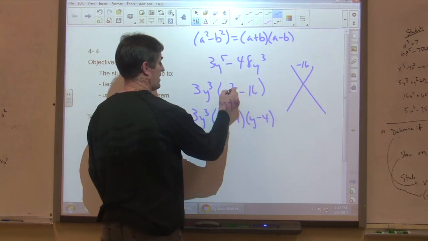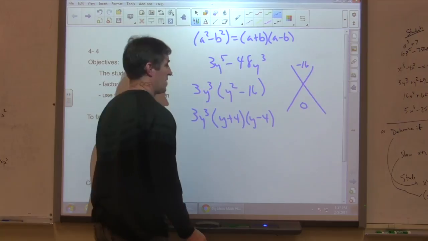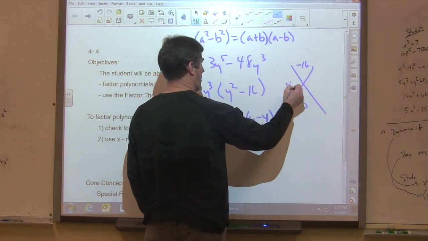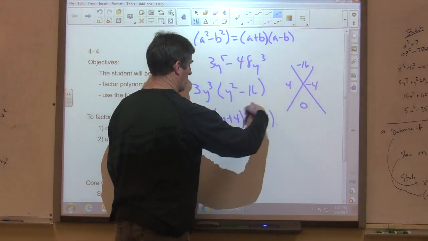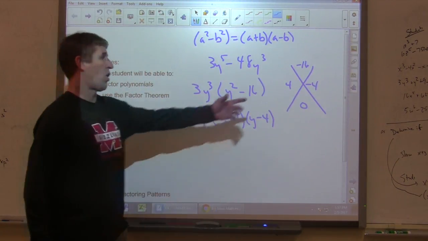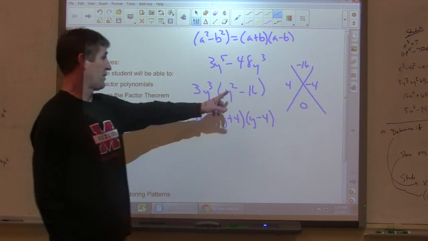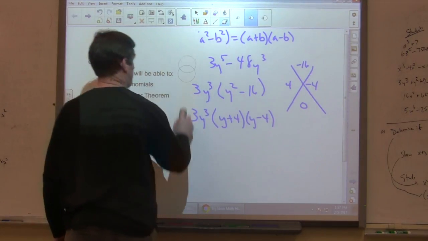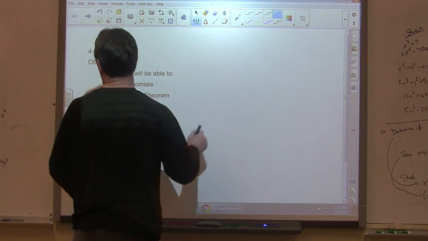Negative 16 times 1 is negative 16. There is no middle term, so that's 0. So the numbers that multiply together to give you negative 16 and add up to give you 0 are 4 and negative 4. It's a 1, so it's y plus 4 and y minus 4. So you can always build the box when you get down to that y squared. But if you can remember the shortcut, it's a little bit easier. Let's try one other one.